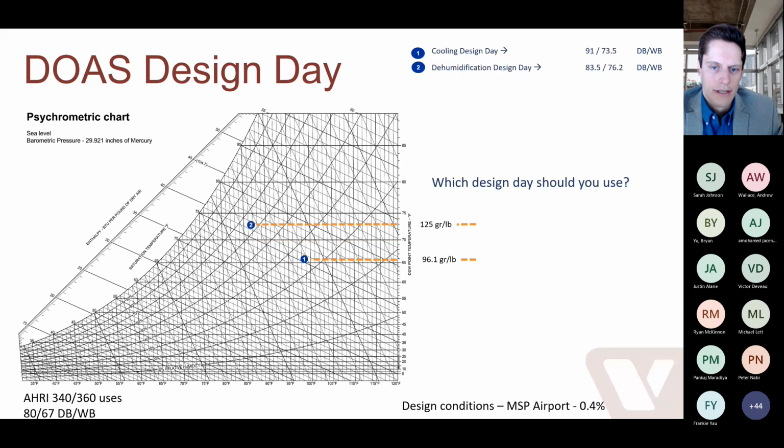The other one we could choose from would be the dehumidification design day. And you'll notice that the dry bulb temperature is lower, but the humidity is greater. So the absolute humidity at state point 2 is much greater. Okay, so well, which one should we use?